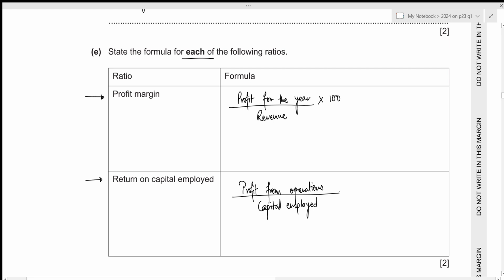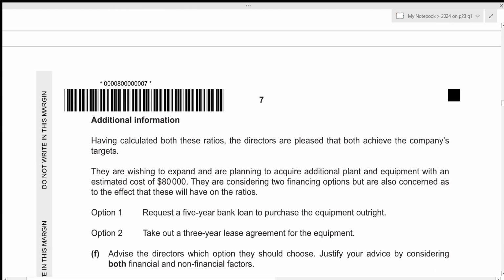And again, this will be shown in terms of percentage as well, so times 100. That is all for the fifth part. Let's move towards the next one.